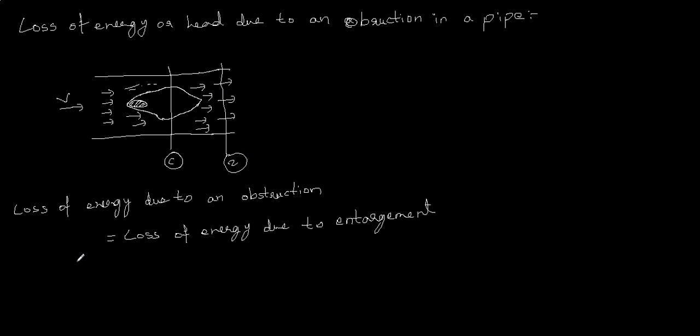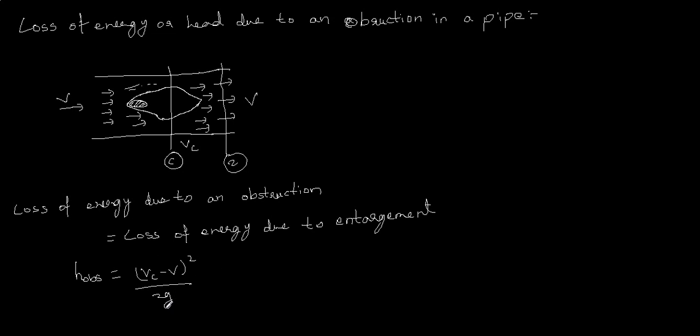Assume we represent it with the symbol h_obs, that is the loss of head or energy due to an obstruction, which is equal to the loss of energy due to enlargement. From C to section 2, assume at the vena contracta the velocity is Vc, and again the velocity becomes equal to the velocity of flow V. Already we know the formula for loss of energy due to enlargement is (V1 minus V2) whole square by 2g. Similarly here V1 is Vc and V2 is V, so we can write it as (Vc minus V) whole square by 2g.